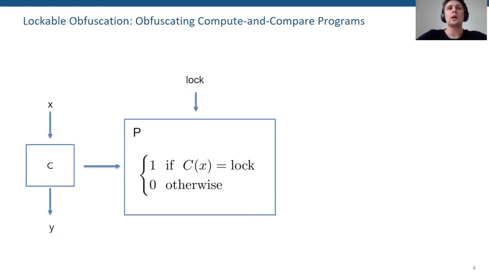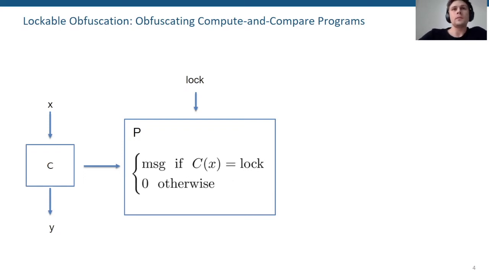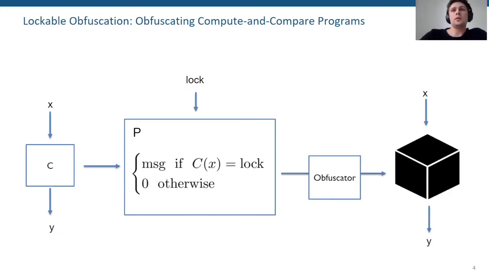In any other situation, the compute and compare program P is going to output zero. Now, we can generalize this a little bit. Instead of returning one when we hit the lock value, we are going to return a message. And in this paper, we are going to show how to obfuscate this class of programs.